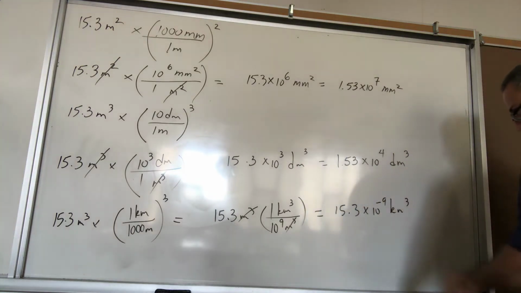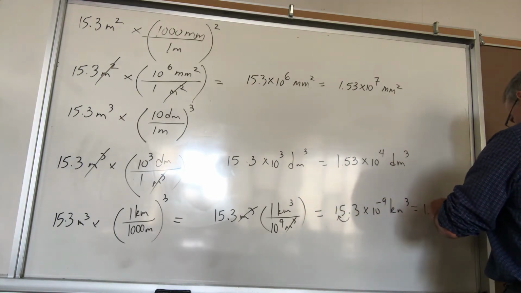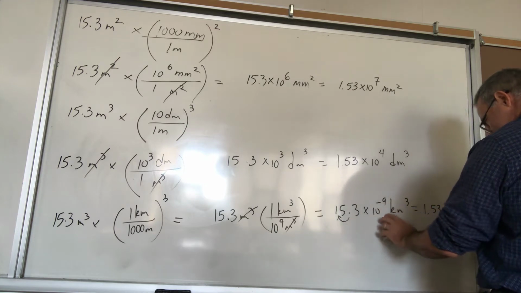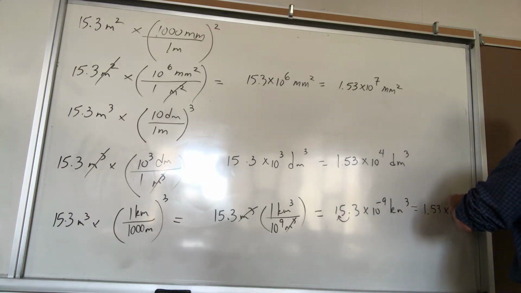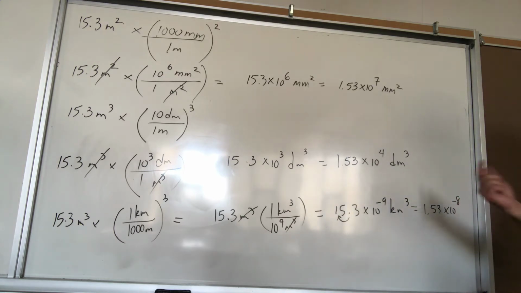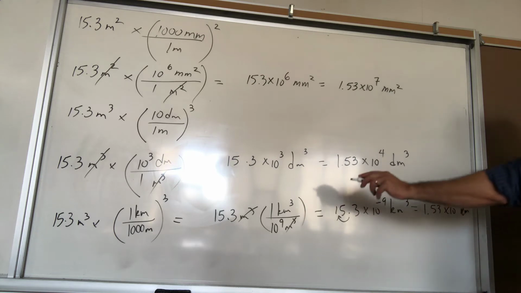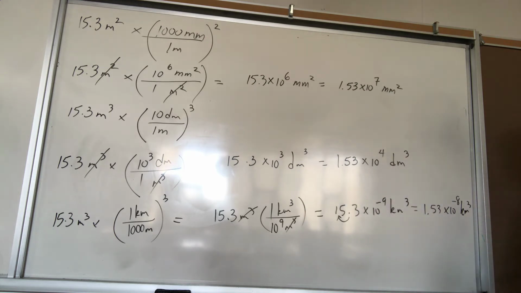And to put it in scientific notation, I put this over to there, so it's 1.53. I've made this 10 times smaller, so I'm going to make this 10 times bigger, so I'm going to raise its power to negative 8. Remember, when you raise the power, you're making it less negative, so that's why you go up to 8. So you get kilometers cubed. So 15.3 meters cubed is equal to 1.53 times 10 to the minus 8 kilometers cubed.